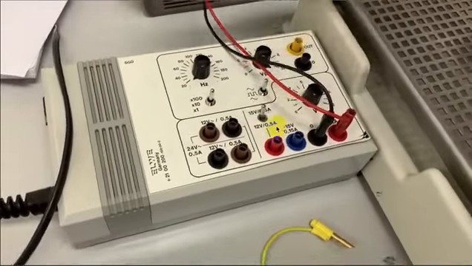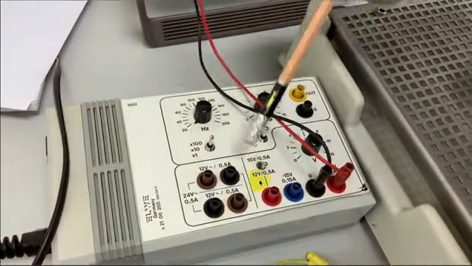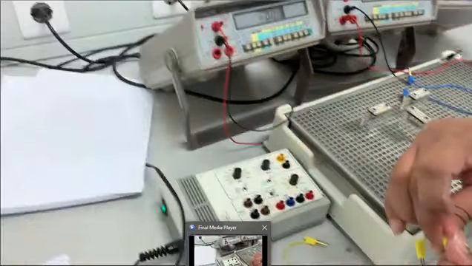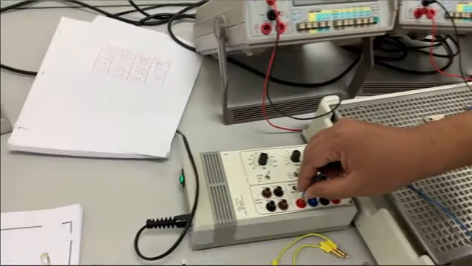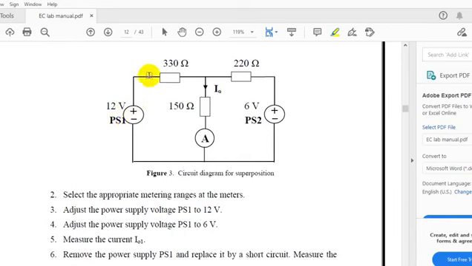From here we can provide the 12 volt. Now we don't want 15, we want 12 volt. Let us keep on 12 volt, and just remove this. So let us start the connection. You can see from 12 volt it is going to 330, from 330 to 220, and 220 to the 6 volt, and from minus it is coming to the ammeter. 150 is coming to the ammeter, and the negative common point, all are grounded. So this is the circuit. Let us start the connection.